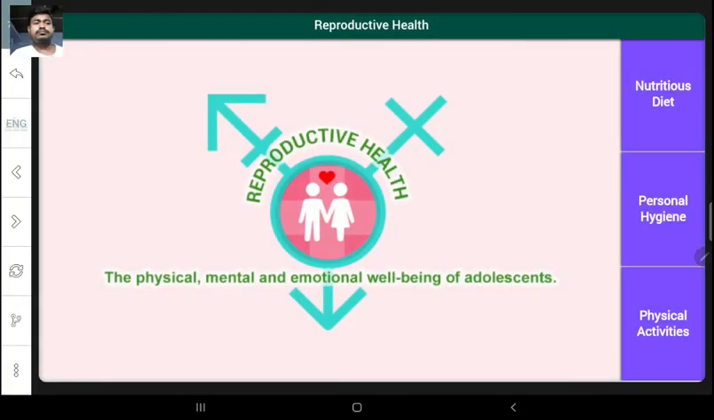Reproductive health refers to the physical, mental, and emotional well-being of adolescents. Tap on the health parameters to view them in detail.